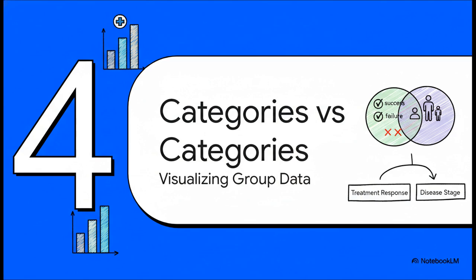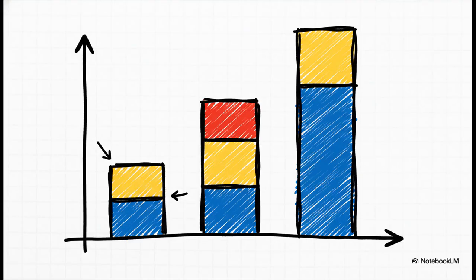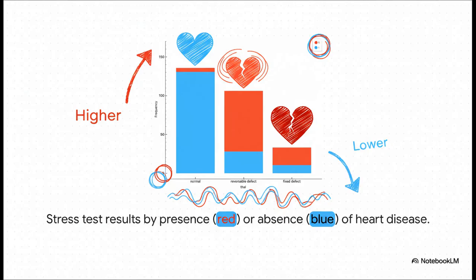And for the last piece of our puzzle, let's see how to compare two categorical variables. This is when you're comparing two groups, like did a treatment work or not, across different stages of a disease. This is where a stacked bar chart really shines. It lets you see not just the total for one group, but how another group is broken down inside of it. And this is a perfect example.